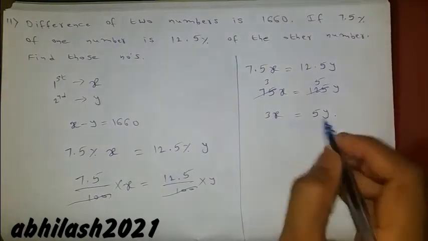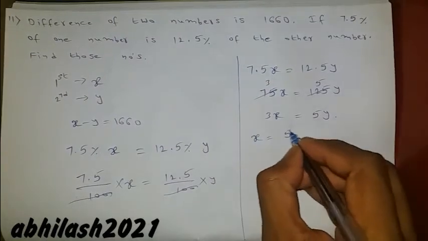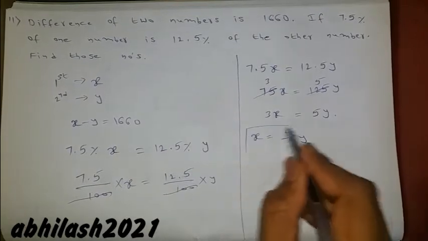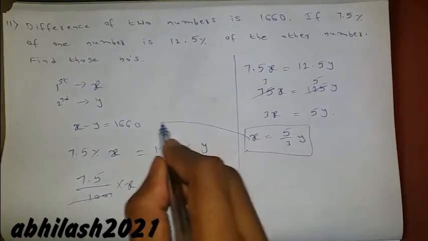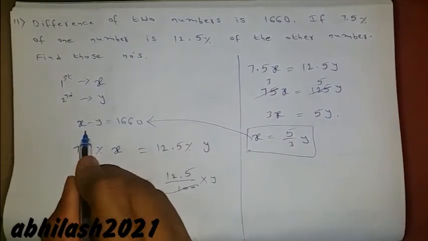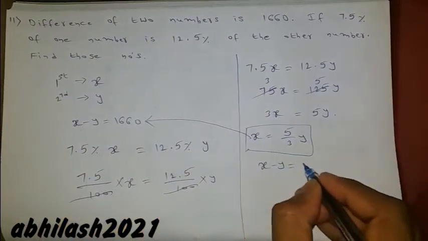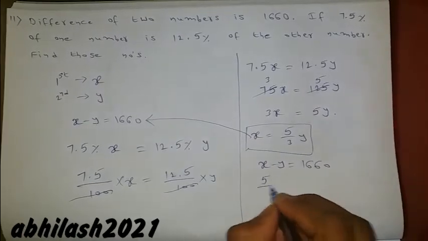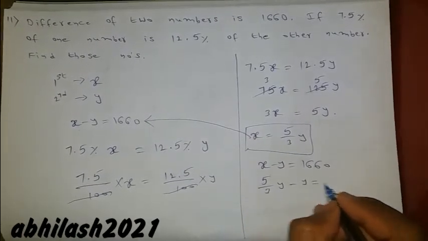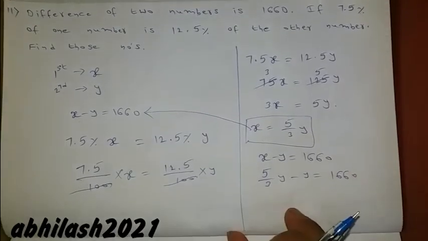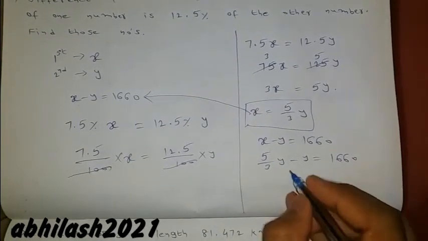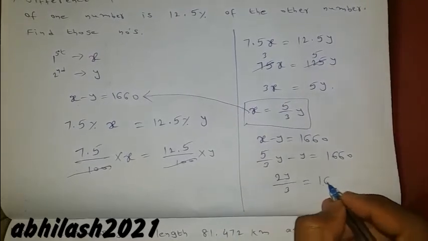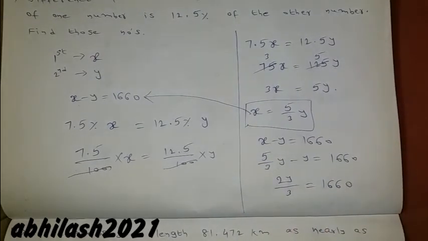Now I will take 3 that side, so we will get x is equal to 5 by 3 y. Now I will substitute this x is equal to 5 by 3 y in the equation x minus y is equal to 1660. Now x is nothing but 5 by 3 y, so 5 by 3 y minus y is equal to 1660. 5 by 3 y minus y is nothing but 2y by 3 is equal to 1660.